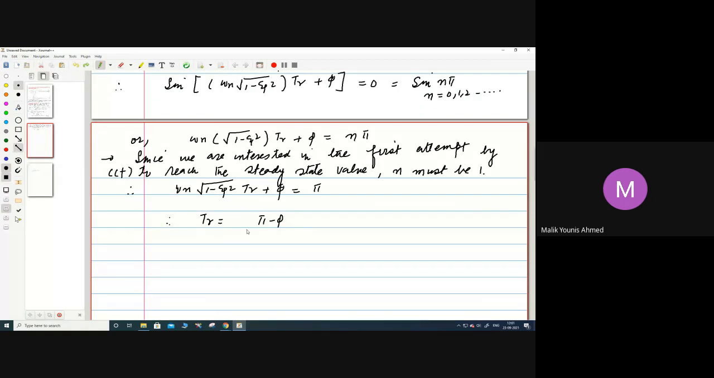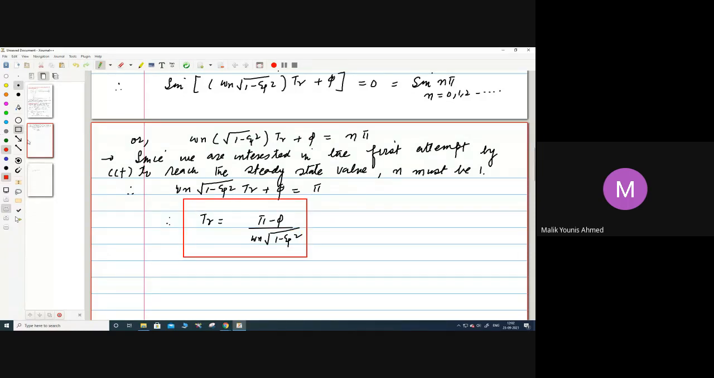Therefore, rise time can be obtained as pi minus phi divided by omega n under root of 1 minus xi square. So this expression has to be remembered for the rise time.